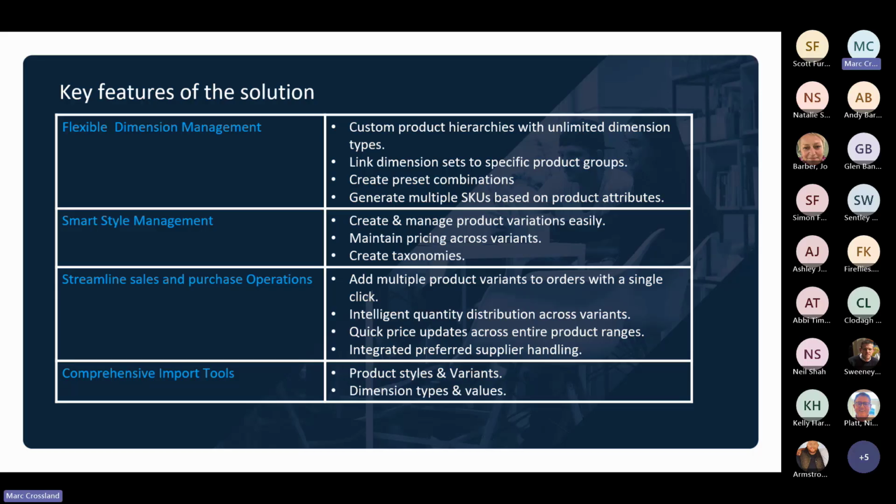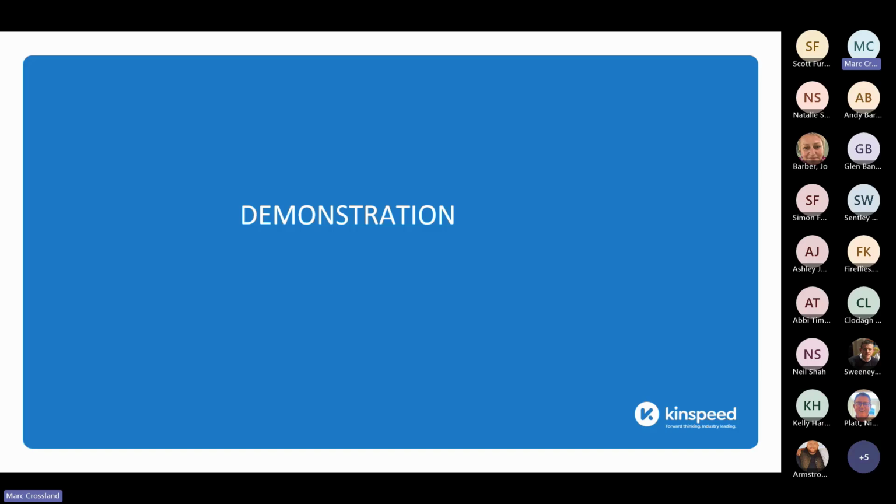The sales order and purchasing functionality is really great. If you've got, for example, someone that wants a particular product but in all colors and all sizes, then a couple of clicks and you can add that to a sales order, and you can also order things in with one click across the whole style range. As I've mentioned, we can import styles and variants, dimensions, types and values, and we can also import your current stock into our hierarchy. So that's me. I'm going to hand over to my colleague Scott, who's going to take you through the products and give you a quick demonstration.